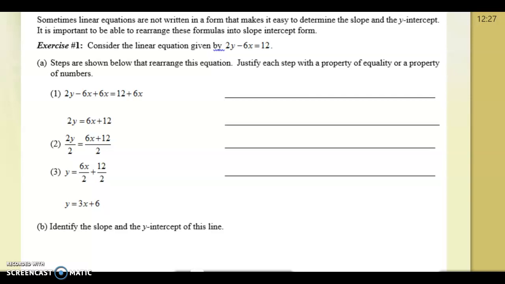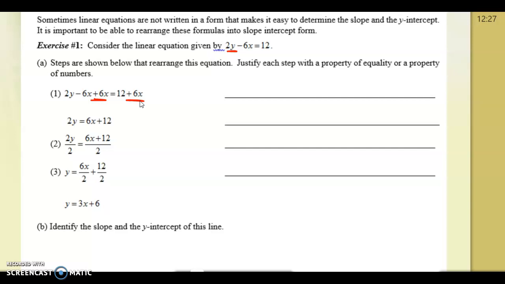The first one that we're going to do is actually all done for you. We've maybe seen something like this before, but maybe not with two equations. We've got 2y minus 6x equals 12, and we want to solve this for y. I'll go through the steps for you, and then we'll talk about the properties that made this happen. In the first step, they added 6x on both sides, all in effort to get y by itself. And then instead of 12 plus 6x, wrote it as 6x plus 12.